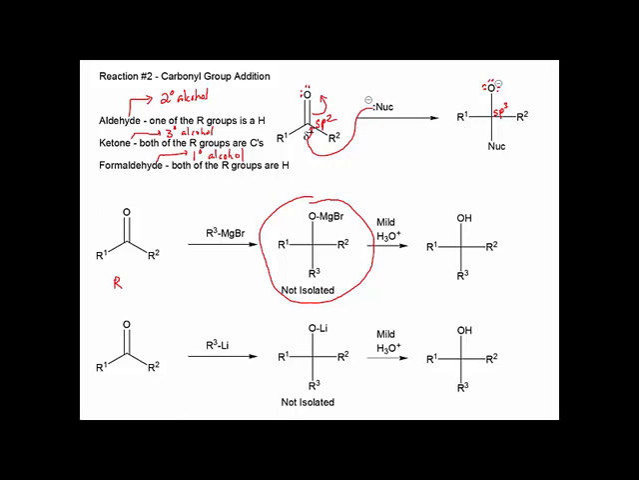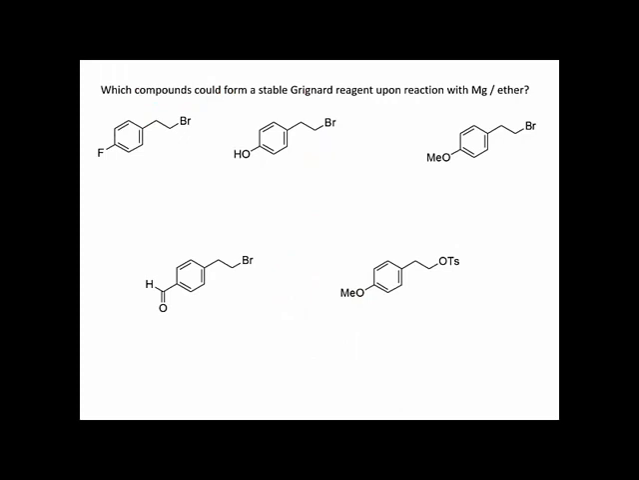I'm going to take a little bit of creative license here and say that the Grignard is a carbanion, but we can think of it as doing a nucleophilic addition like that. We're going to find later on there's a couple of cases where this carbanion analogy doesn't work, but for the most part it works nicely. All right, so let's do a little question here. Which of these compounds could form a stable Grignard reagent upon reaction with magnesium and ether?